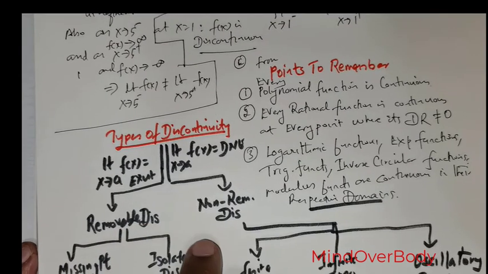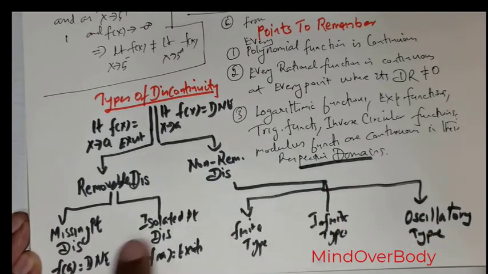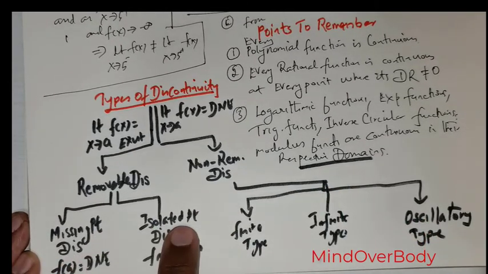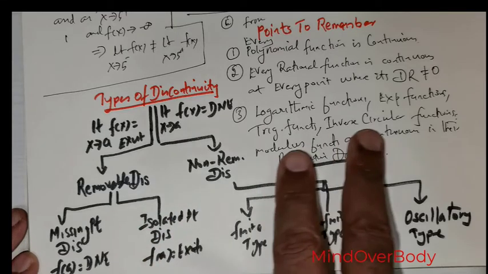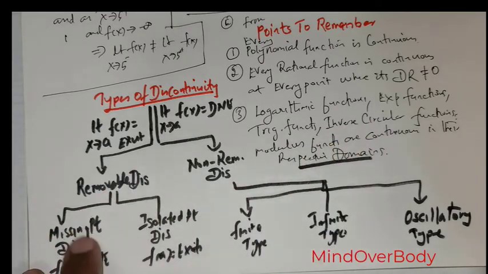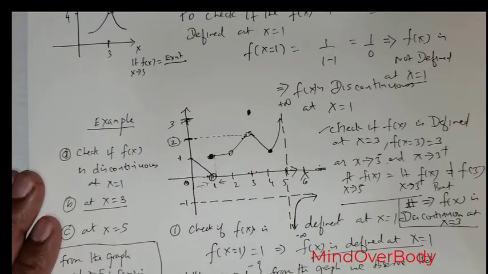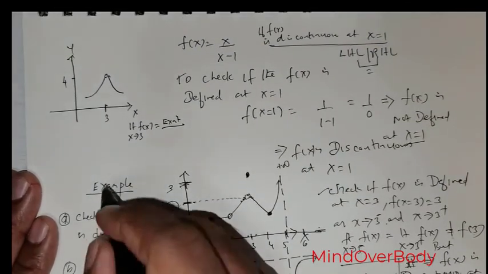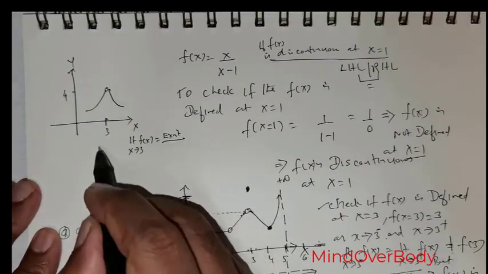Now the question is, is it a missing point discontinuity or an isolated point discontinuity? So we will have to make a choice. Now if f of a doesn't exist, then it is a missing point discontinuity. If f of a exists, then it is an isolated point discontinuity. So we are exactly going to picturize that by means of written documentation.